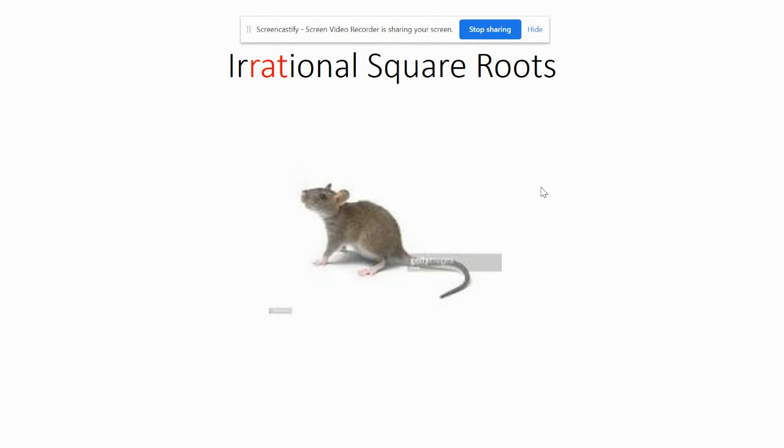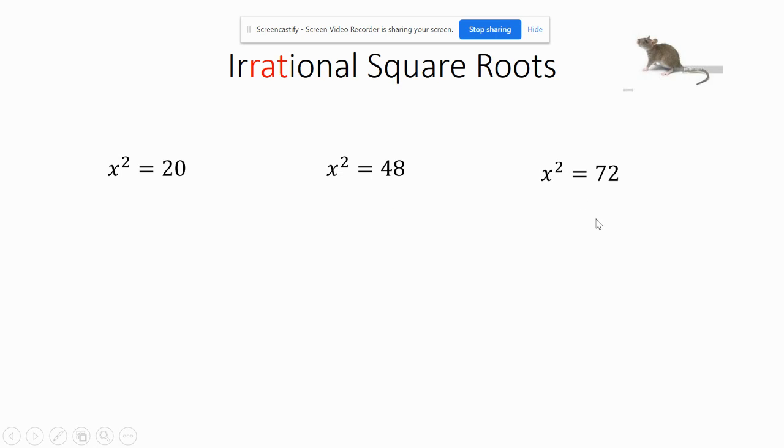Okay, we're going to solve irrational square roots. So I have the word "rat", irrational, because these can be a little bit of a rat to figure out. Basically, what we're saying is x squared equals 20. Well, if I square root 20, it's going to turn out to be a decimal, but we want exact answers.